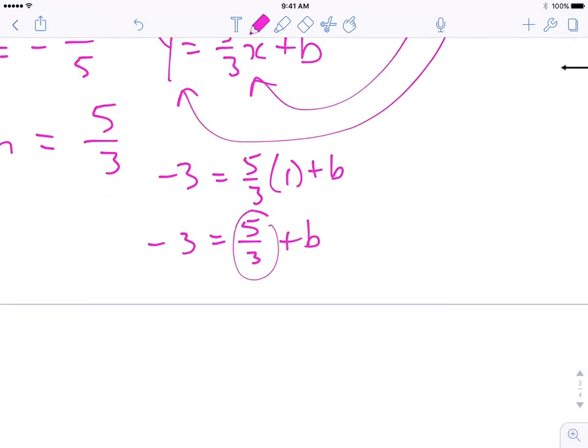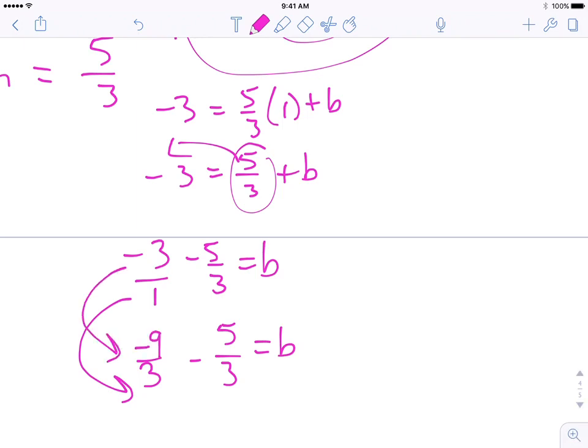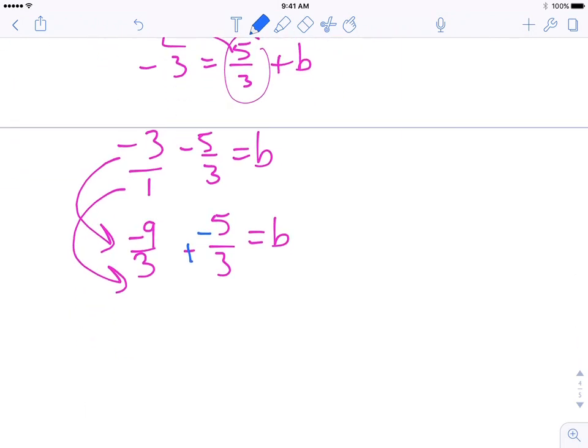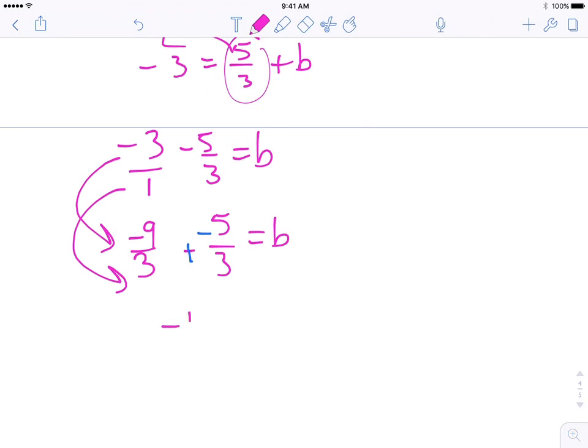And now we're going to take this 5/3 and bring it over so we can isolate b, and I'll get negative 3 minus 5/3 equals b. The common denominator this time will be 3. This one is already a 3, and this is really an imaginary denominator of 1. So 1 times 3 is 3, negative 3 times 3 is negative 9. And again, subtraction, we change to addition and change the following sign to its opposite. So we're left with negative 9 plus negative 5, which is negative 14, over 3 equals b.